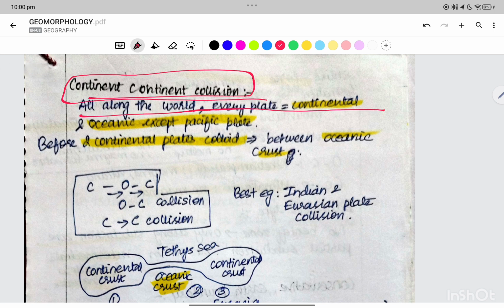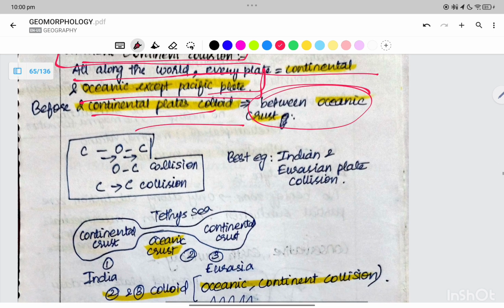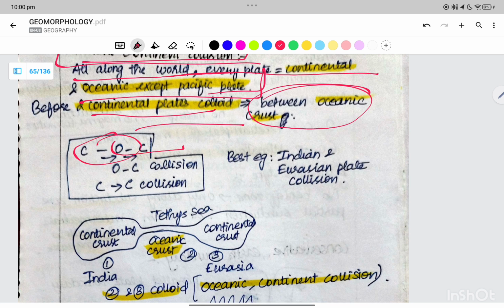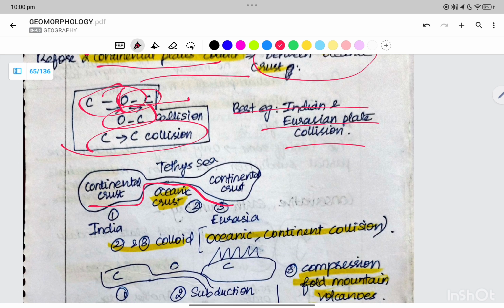Continent-continent collision. Across the world, every plate is continental and oceanic, except the Pacific plate, which is entirely oceanic plate. Before two continental plates collide, there was an oceanic plate between them. So the continental plate and the oceanic plate collide, and next we'll be having a continental plate. Next example is the Indian and Eurasian plate. Continental crust, oceanic crust and the continental crust. This is entirely subducting first, and it results in the fold mountains plus the magma eruptions.